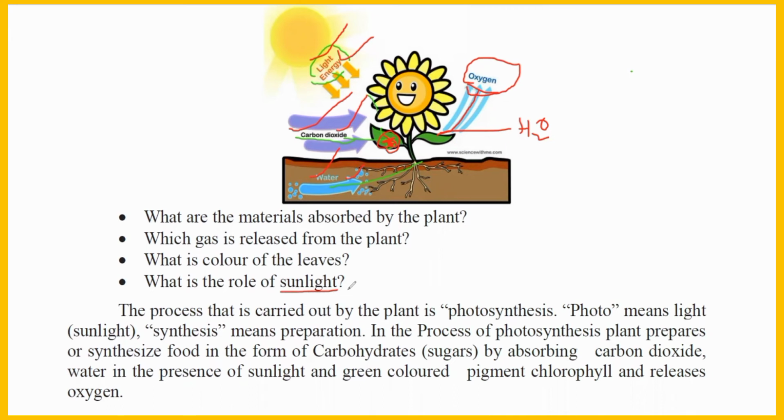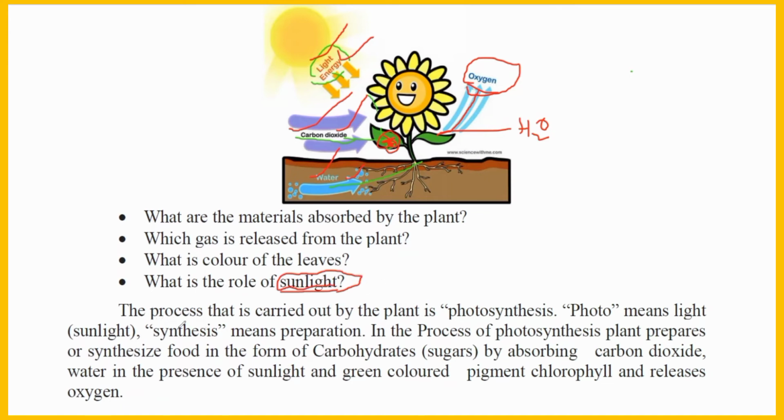Why? Because green plants can capture the sunlight. Because they absorb the sunlight, the photosynthesis process will start. Photo means light, synthesis means prepare. So plants prepare their own food only in the presence of sunlight. Sunlight plays a major role in the preparation of food materials. It is the most important one, nothing without the sun.